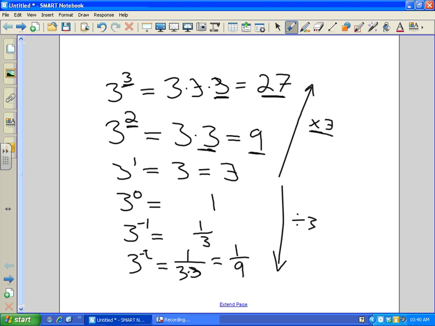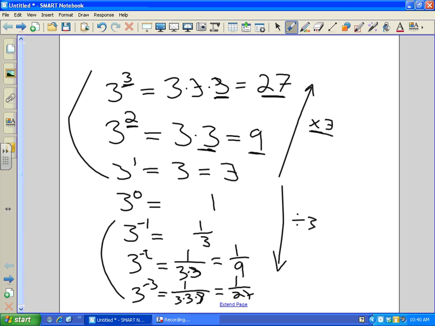And you could keep going. 3 to the negative 3 must be 1 over 3 times 3 times 3, which equals 1 over 27. Sorry, my 3's aren't really working out very good today. Yeah, that's no better. But hopefully you get the idea. So these negative exponents down here are basically the same thing we have up here, just flipped onto the denominator in the fraction.